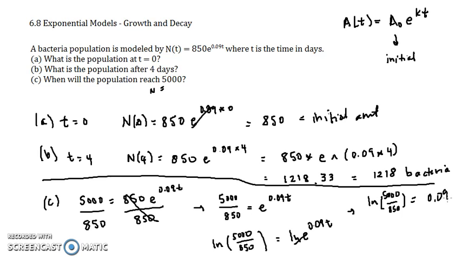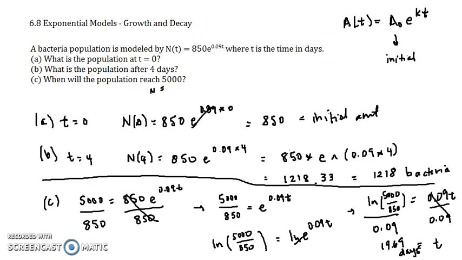So we get natural log of 5,000 over 850 equals 0.09t. And now we can solve for t. Divide by 0.09. Put this in your calculator very carefully. It should look just like this. Natural log, make sure the parentheses go around the 5,000 over 850, then close the parentheses, and then over 0.09. And you should get 19.69 if we round, and our time is in days. So this is in days.